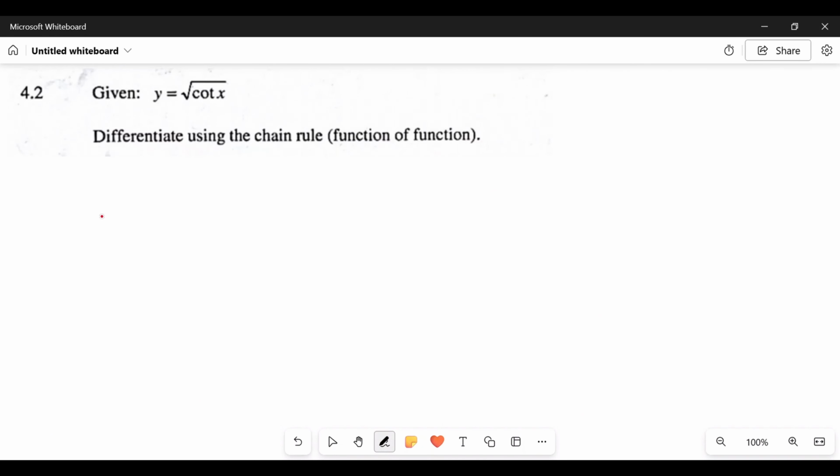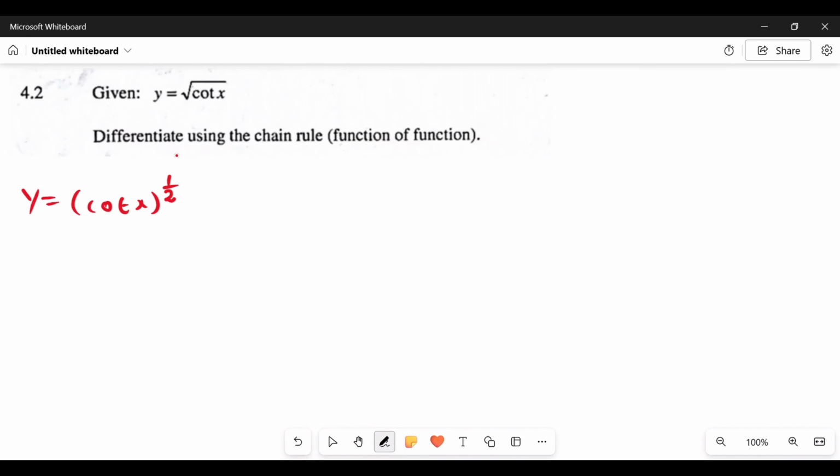Okay, guys, here is 4.2. We are given this equation here. y is equaling to root of cot x. They want us to differentiate using the chain rule here, or function of a function. So let's do it. Before we start, guys, we need to simplify this equation here. We can say y is equaling to cot x, and then instead of writing the square root, you're gonna write it to the power of half.